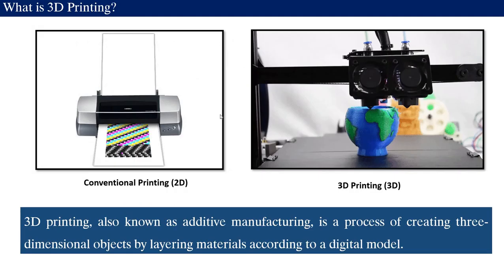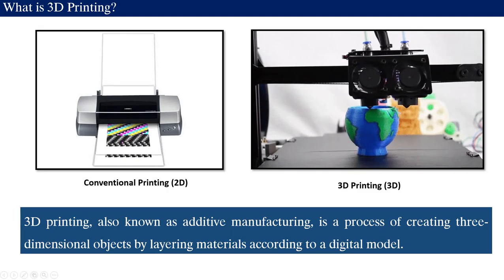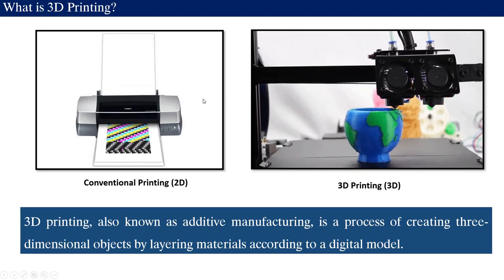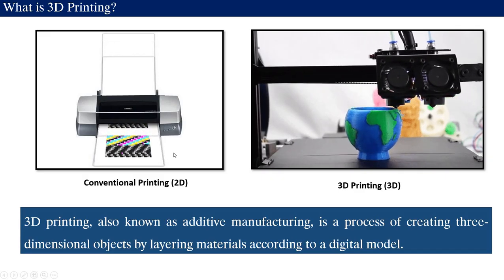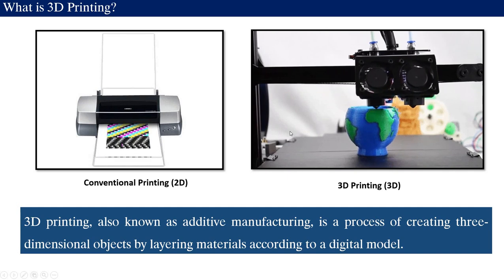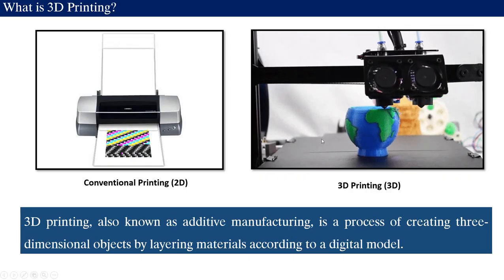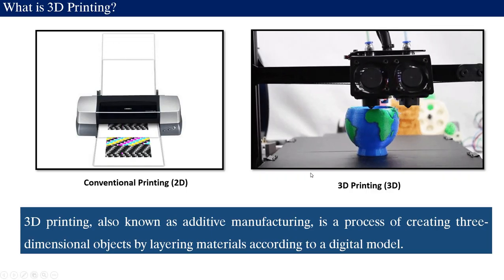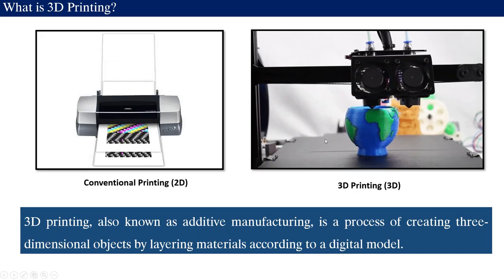Now let us start with the subject. So what is 3D printing? We all know that conventional printing is there. In conventional printing, we write something on the desktop or the laptop, and then it is printed in the form of 2D text. So that is conventional 2D printing. Now imagine that we have a 3D model and we want to print that 3D model. There is a printer for that, called a 3D printer, and using this 3D printer we can directly print a 3D model.